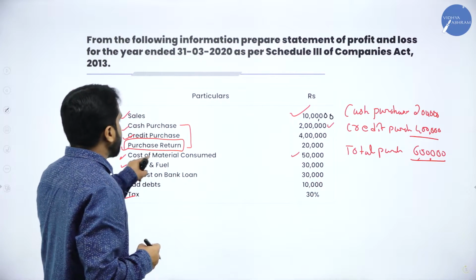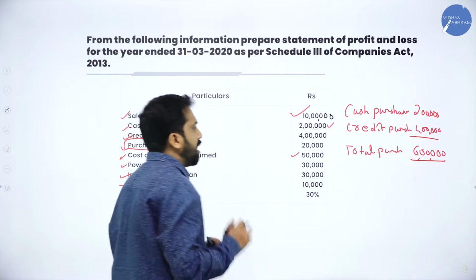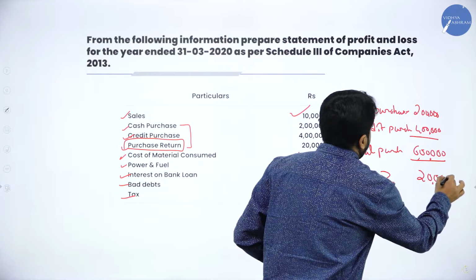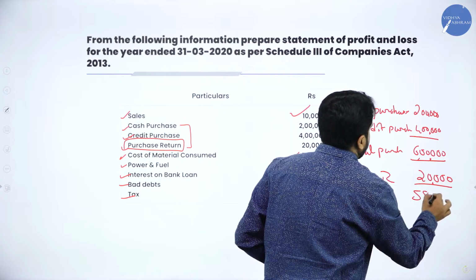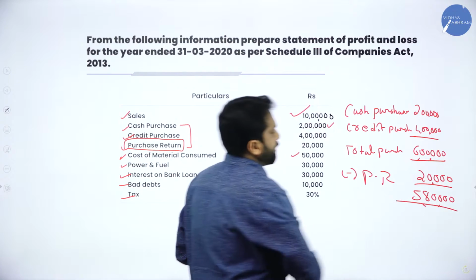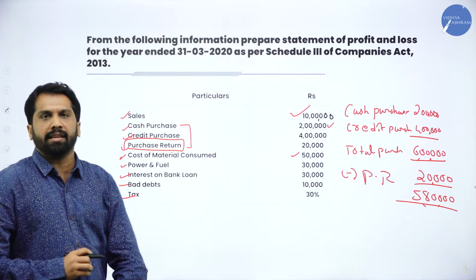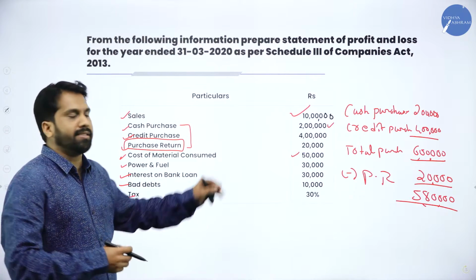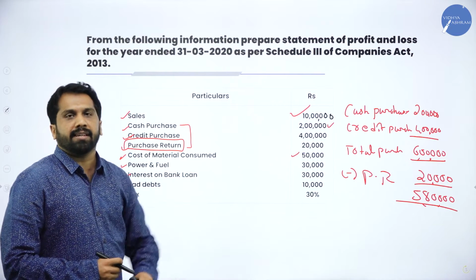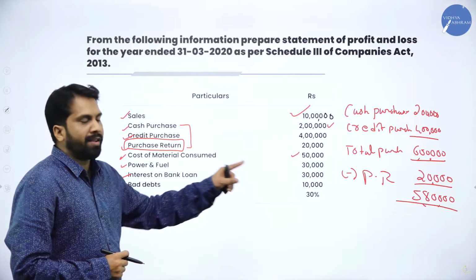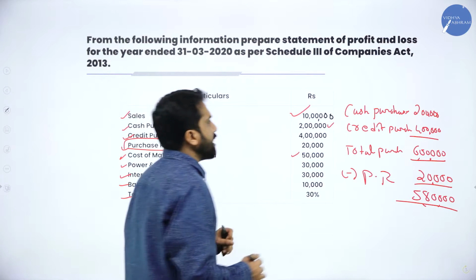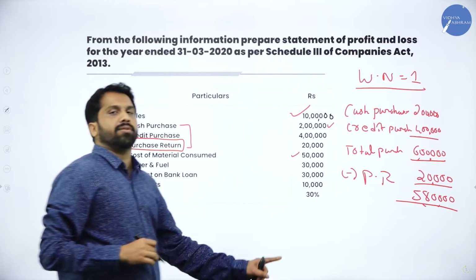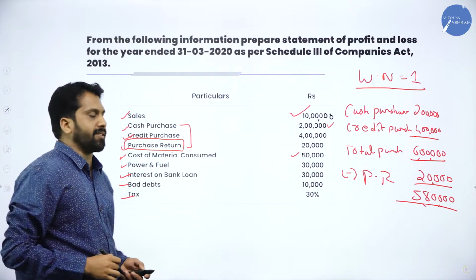How much purchase return do you have in this? 20,000. Now, minus purchase return 20,000. 6 lakh minus 20,000, your answer is 5,80,000. Simple calculation. Again, you work out, find all the calculations under headings. One by one we have to consider. So what is your purchase now? 5,80,000. This we call working note 1. Working note 1, your answer 5,80,000.